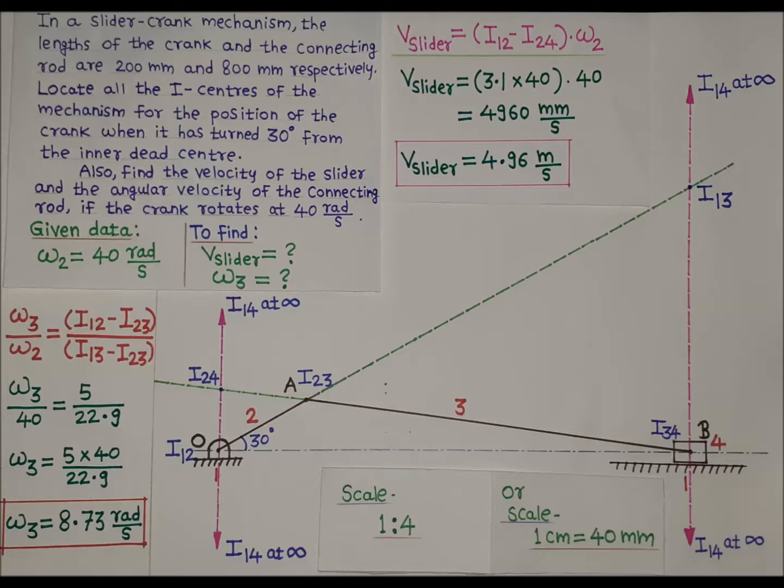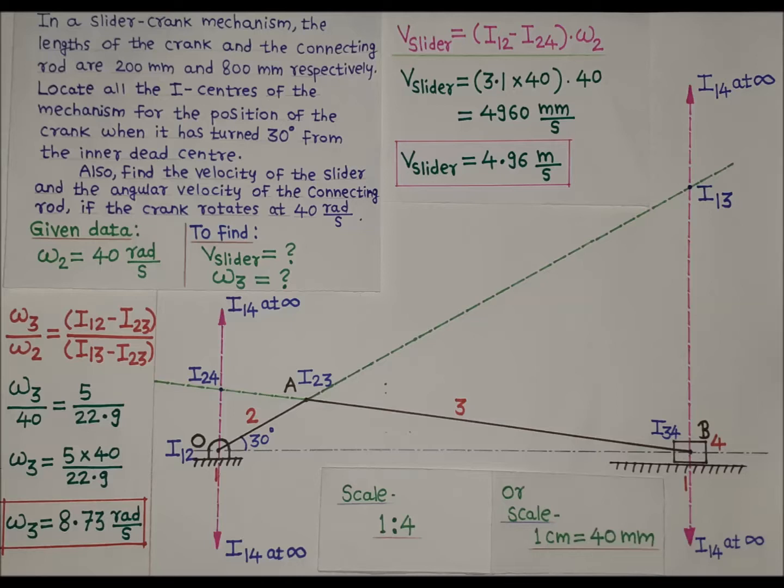To get the actual distance, we should multiply it by scale, and our scale is 1 centimeter is equal to 40 mm. We have measured the distance between I12 and I24. That distance is 3.1 centimeters. So we will multiply it by scale. That's why we are multiplying 3.1 centimeter by 40, and we will get the actual distance between ICR I12 and I24, and it will be multiplied by omega 2. Omega 2 is 40 radians per second.